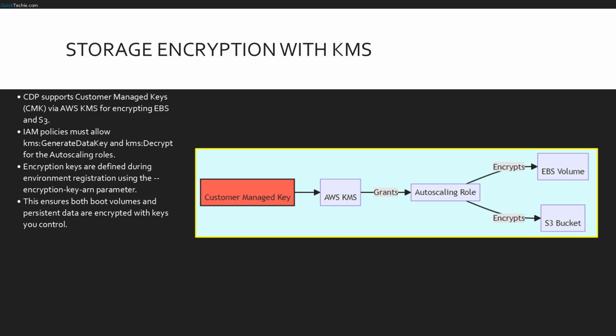This visual demonstrates the trust chain for encryption. It starts with your customer-managed key. This key is loaded into AWS KMS. KMS then grants usage rights to the auto-scaling role used by CDP. This role then utilizes the key to transparently encrypt both the EBS volumes attached to your compute nodes and the data residing in your S3 buckets.